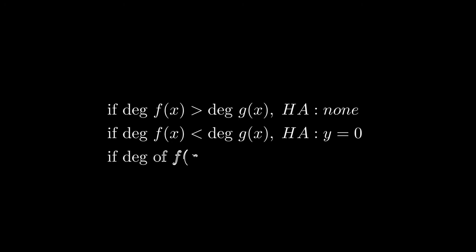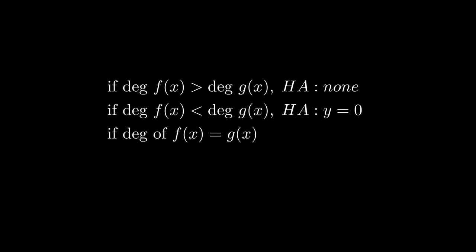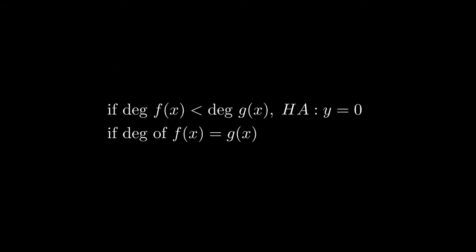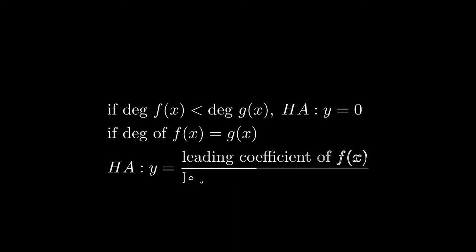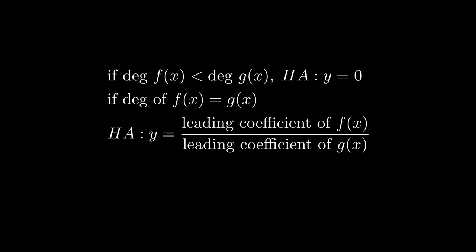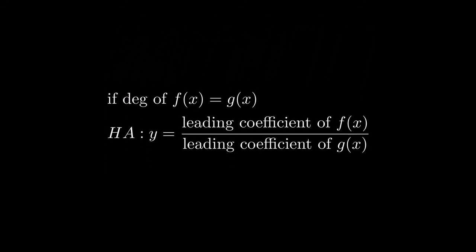And then the more interesting case is when the degrees are equal, and that is what we have in our situation, because we have degree 1 in the numerator and degree 1 in the denominator. In that case, we're going to take the leading coefficient of the numerator divided by the leading coefficient of the denominator. The leading coefficient is the coefficient in front of the highest power of x. Everything else can be ignored.